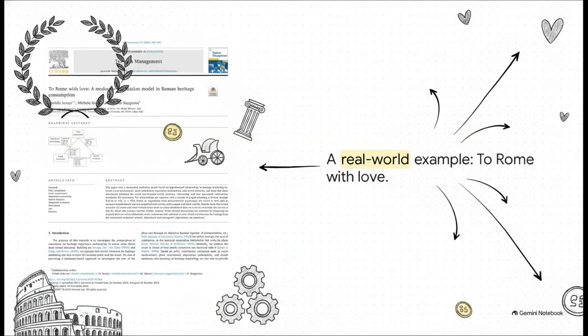Take this mature empirical paper from the journal Tourism Management. It's called To Rome with Love. This study looks at Roman heritage consumption, and just like your dissertation should, it follows our blueprint perfectly. It stakes out a manageable area of general interest, heritage tourism, and aims for real depth by exploring the personal connection people feel with a place. By anchoring their research to a very specific context, like this Roman Heritage Festival, the researchers guarantee their topic delivers both theoretical and practical value.